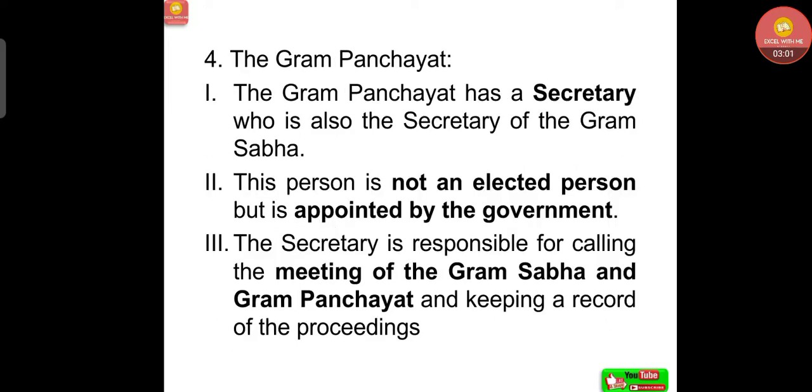Question number 4, that is points we have to understand related to the Gram Panchayat. Number 1, the Gram Panchayat has a secretary who is also the secretary of the Gram Sabha. Second, this person is not an elected person but is appointed by the government. Third, the secretary is responsible for calling the meeting of the Gram Sabha and Gram Panchayat and keeping a record of the proceedings. So these are the 3 points related to Gram Panchayat we have to understand.